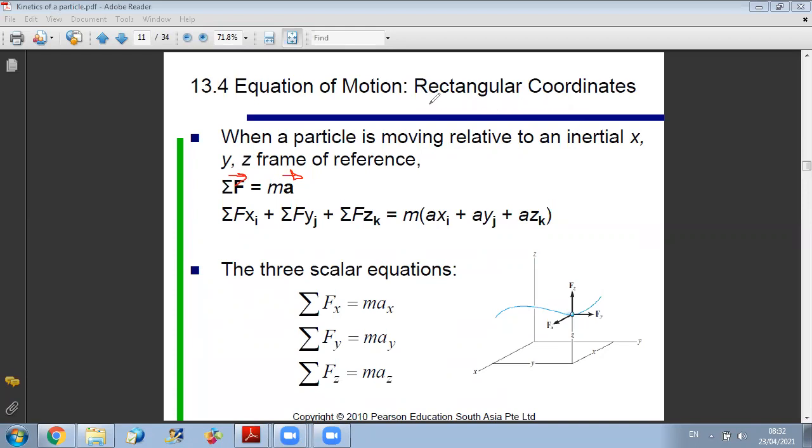In rectangular coordinates, I will decompose my acceleration and my forces into 3 components, i, j, k. This was the method we usually use in statics. So here all I have to do is to write 3 scalar equations. Sum of Fx equals max, sum of Fy equals may, and sum of Fz equals maz. Okay, so this will allow me to solve for 3 unknowns.